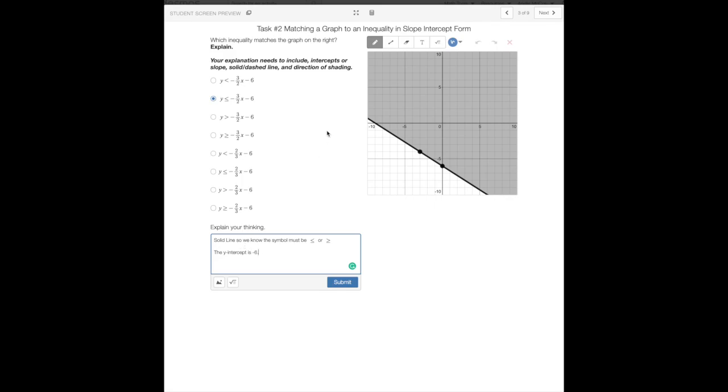answer here. Now, if you're in slope-intercept form, the x-intercept is not as important as the y-intercept. Again, the x-intercept is not as important as the y-intercept in slope-intercept form, but you can find it and you can calculate it if you like.